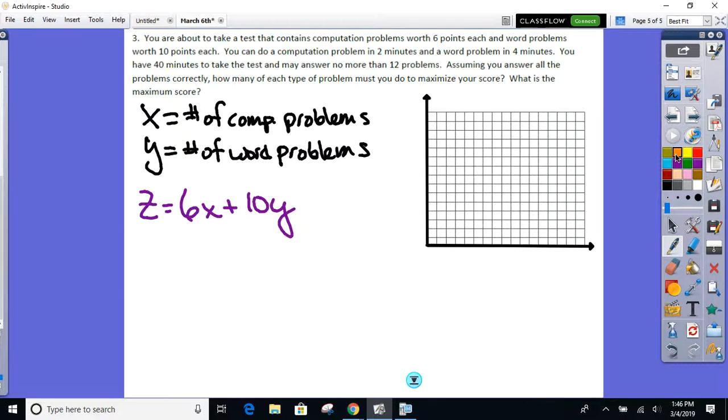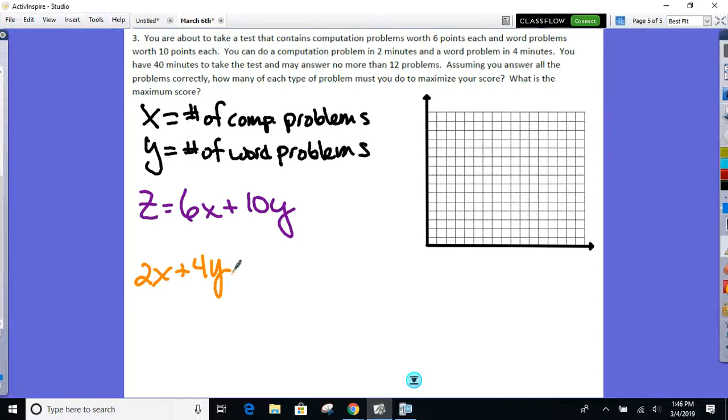Restrictions. Well, the first one says you can do a computational in 2 minutes and a word problem in 4. So my first restriction, 2x plus 4y, but what do I know about the minutes? You got to do this in 40, so what inequality symbol? Yeah, less than or equal to 40. One more restriction. You can't answer any more than 12. X plus Y less than or equal to 20.